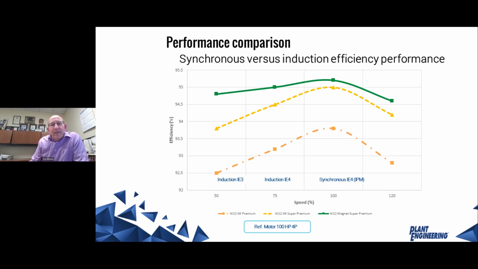And here is the induction motor. These are a couple of different types of induction motors, and this is your standard NEMA premium. So you're going from a couple of points to as much as almost 7 points of efficiency. I'm sorry, 3.5 points of efficiency over here. So it shows the same thing, just a little bit different scale, and what the synchronous motor can bring to you.